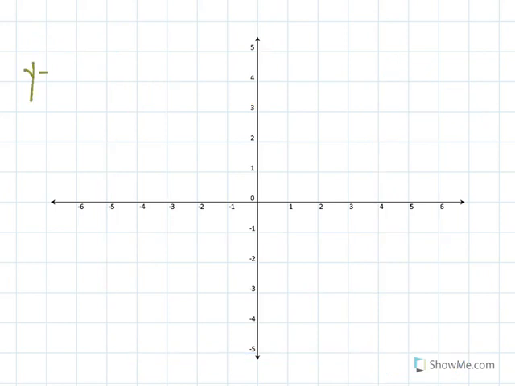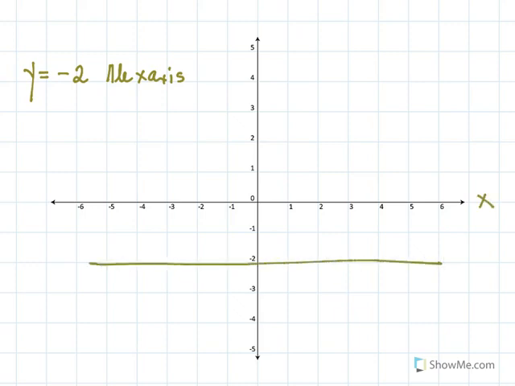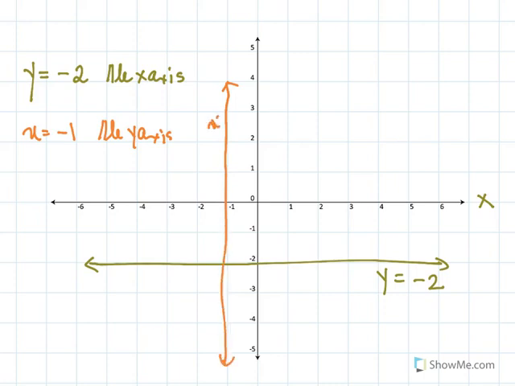Let us draw the graph of y equal to -2. Now y equal to -2 means parallel to the x-axis. So here is the x-axis, and this would be y equal to -2. Let's take another one, say x equal to -1. x is constant, so it will be parallel to the y-axis. And x equal to -1 would be like this, passing through -1. So it would be x equal to -1.